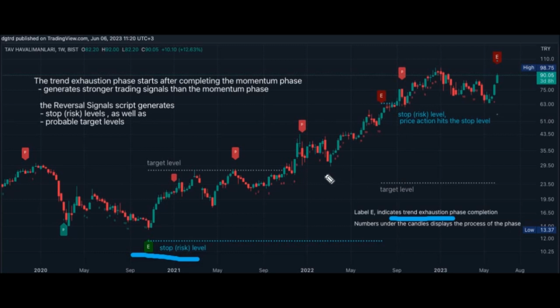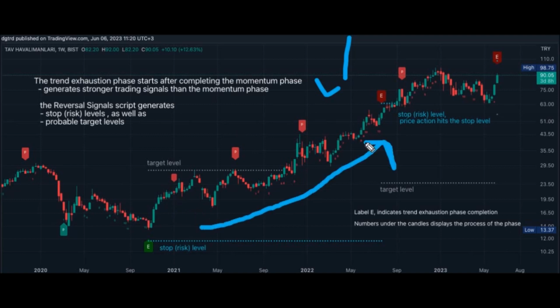And as well, you see numbers under the candles displaying the progress of the phase. So that's what you're really supposed to understand. The numbers under, which you can see over here in green and in red as well, show us the progress of the phase. So guys, we're being told that this exhaustion phase tends to be more accurate than the momentum phase. It generates a stronger trading signal. And how have you really learned about this? It shows us a very great and understandable trend of the market. As well, it shows us our stop risk level we saw before, and as well the probable target levels.